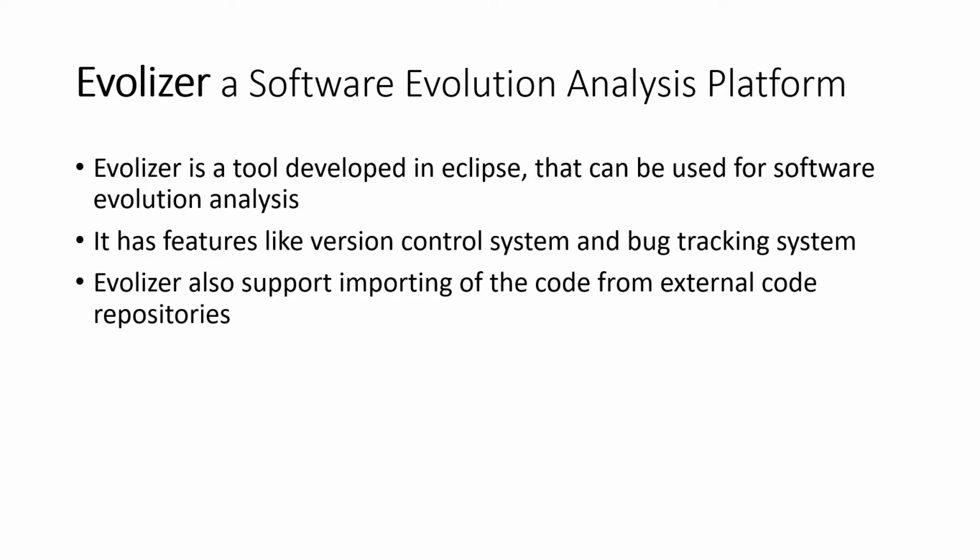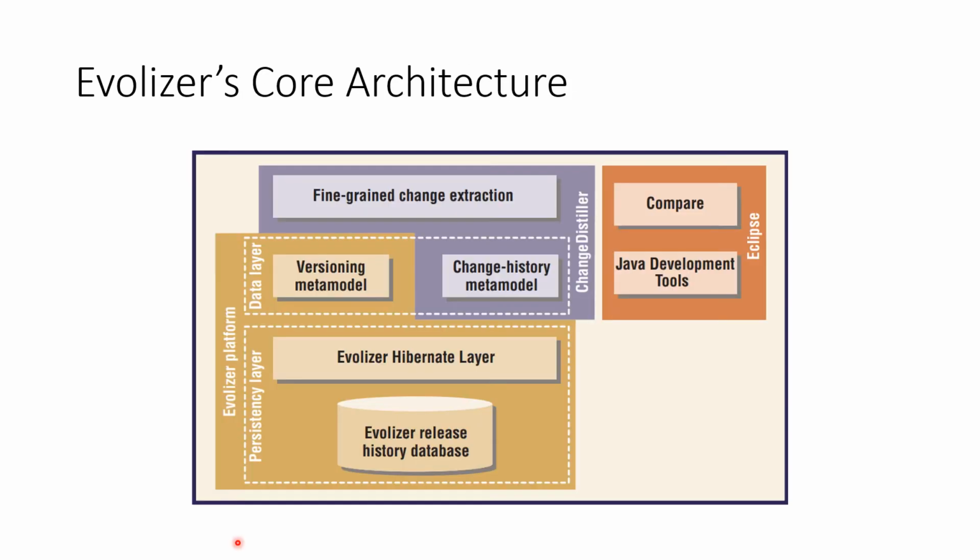Evolizer, a software evolution analysis platform. Here, Evolizer is an Eclipse-based application which is used to analyze program evolution, and it has features like a version control system and a bug tracking system. Evolizer also allows you to import code from other or external code repositories. Evolizer is an Eclipse-based tool which can be used for software evolution analysis.